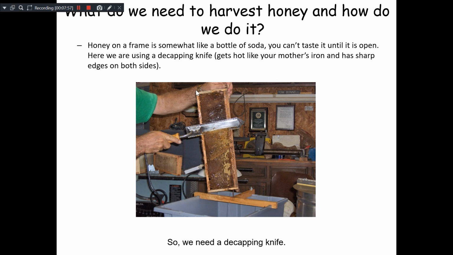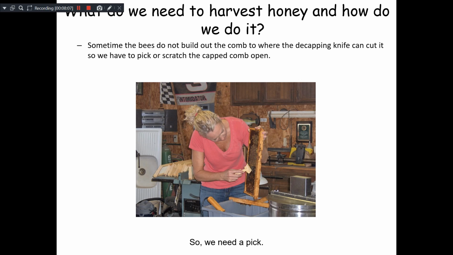So it is a decapping knife that we get. It has sharp edges on both sides. See, even sometimes bees do not build out the combs where decapping knives can cut. So then we have to scratch using some scratcher. Somehow you have to open that one. Then the honey will come.